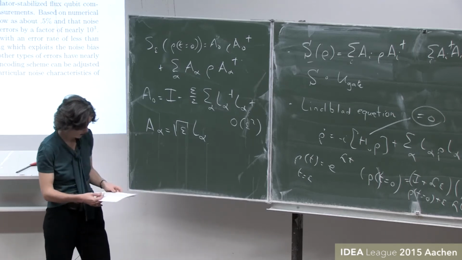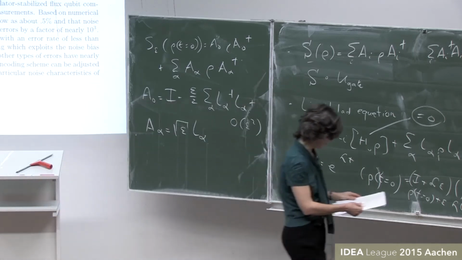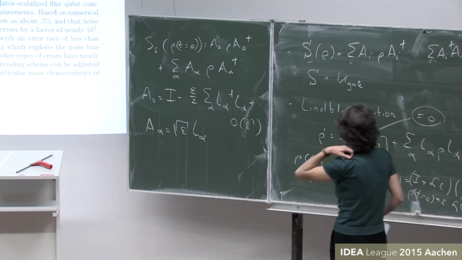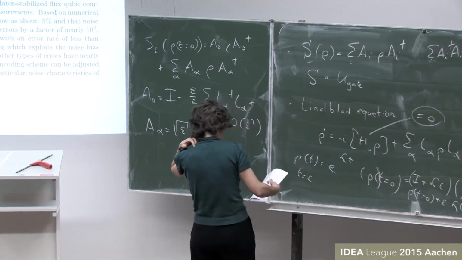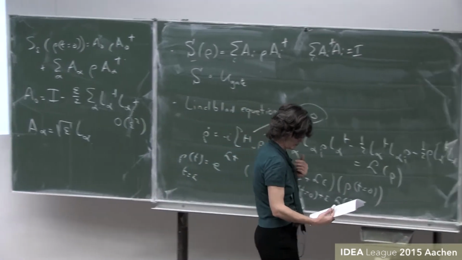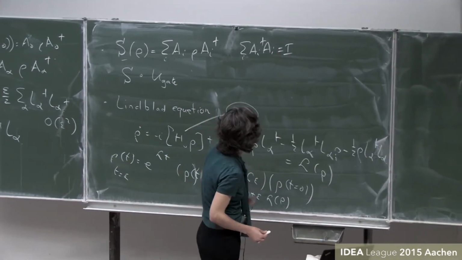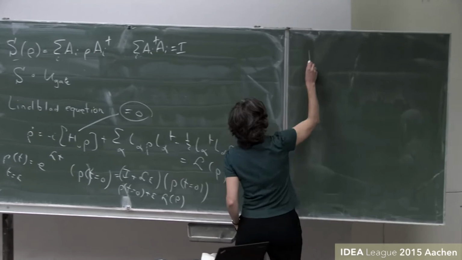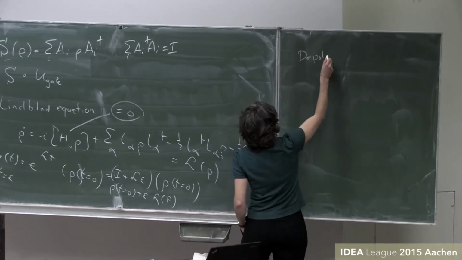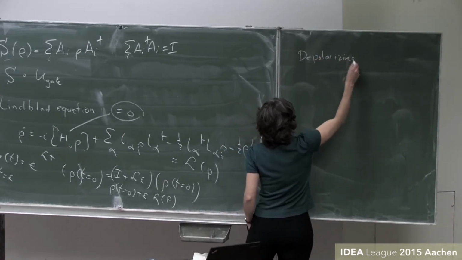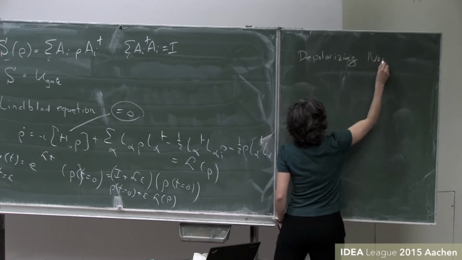Okay, so I get a superoperator description this way. Now, of course, a very simple noise model is what I refer to as the polarizing noise. Already running out of board here. The polarizing noise.